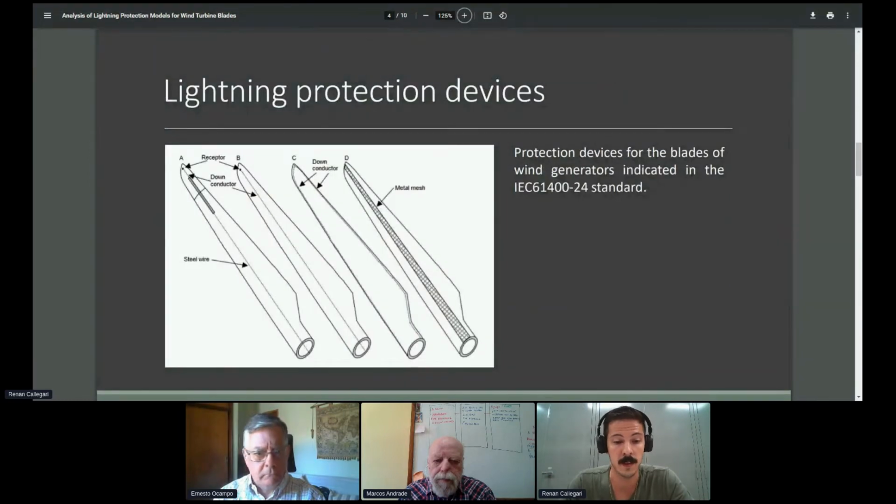The IEC standard specifies 4 types of protection for blades. We have pointy receivers, as we can see in A and B, which have a ground conductor located internally. In examples C and D, we have the conductor located externally, where in example D, the conductor is a metallic mesh.